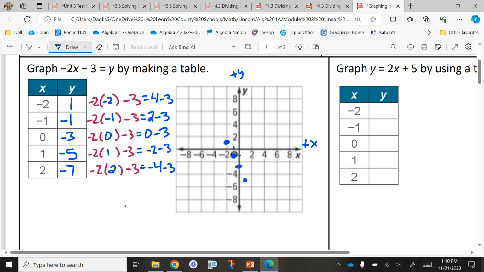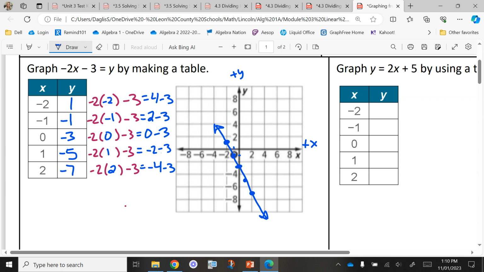Negative 7. So positive 2, and then down 7 will look like that. Okay. We're going to connect them. Here's my line.